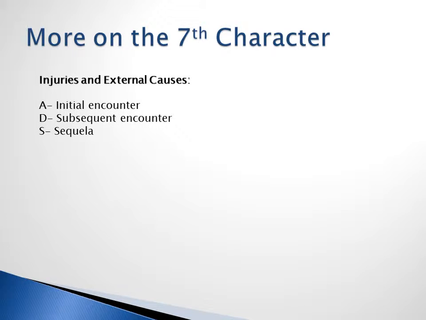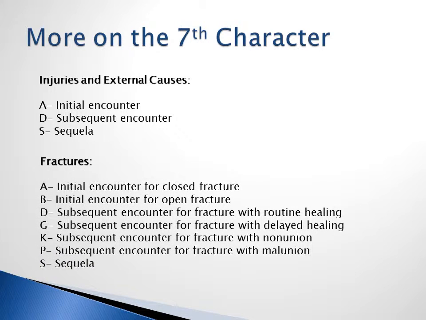So for injuries and external causes, we have 3 choices. We have the initial and subsequent encounters, and we have the S character for conditions that are a consequence of a previous disease or injury. For fractures, we have 2 initial encounters for either open or closed fracture, and then we have 4 subsequent encounters for routine healing, delayed healing, non-union, and malunion. And again, we have the consequence of previous disease or injury with the sequela.